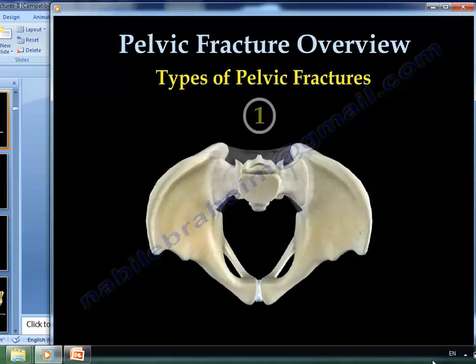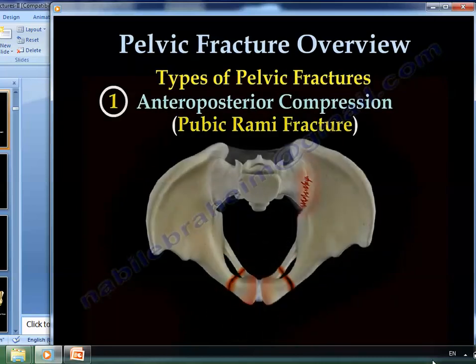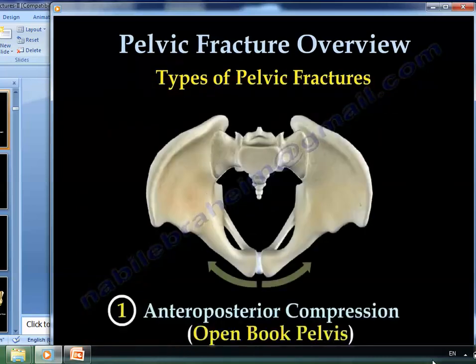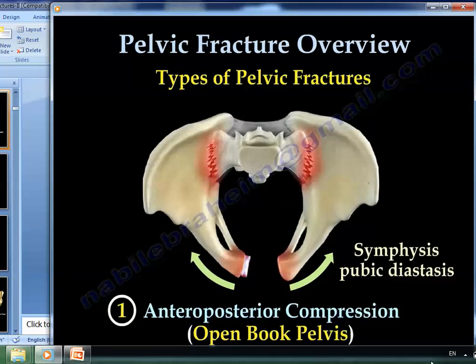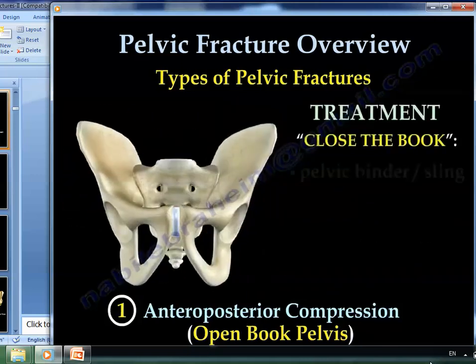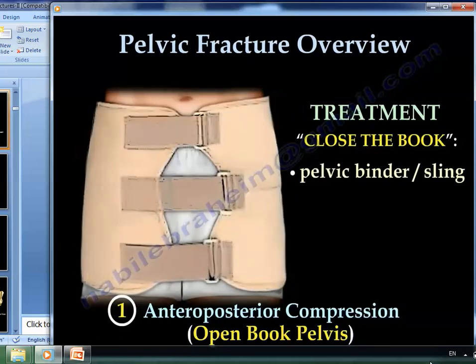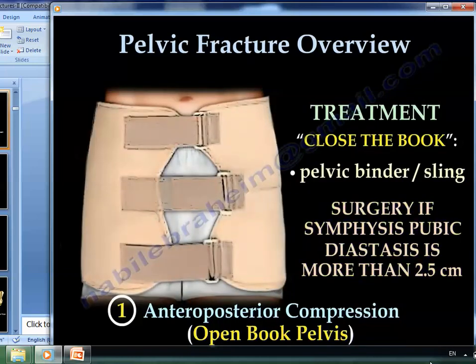The first type is the anteroposterior compression type. You can have that with a pubic rami fracture, as you can see here in the slide, or you can have it as an open book type. When the symphysis pubis opens up, we call it symphysis pubis diastasis. Treatment: close the book, pelvic binder or a sling, surgery if the symphysis pubis diastasis is more than 2.5 centimeters.